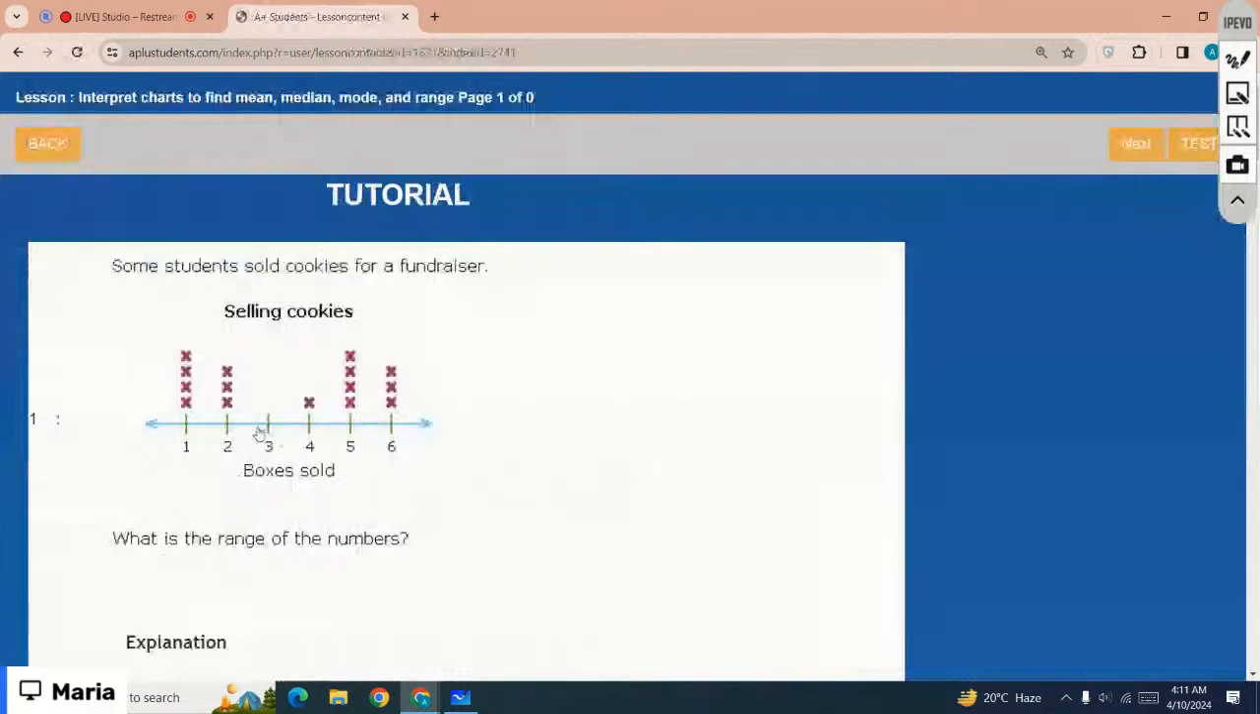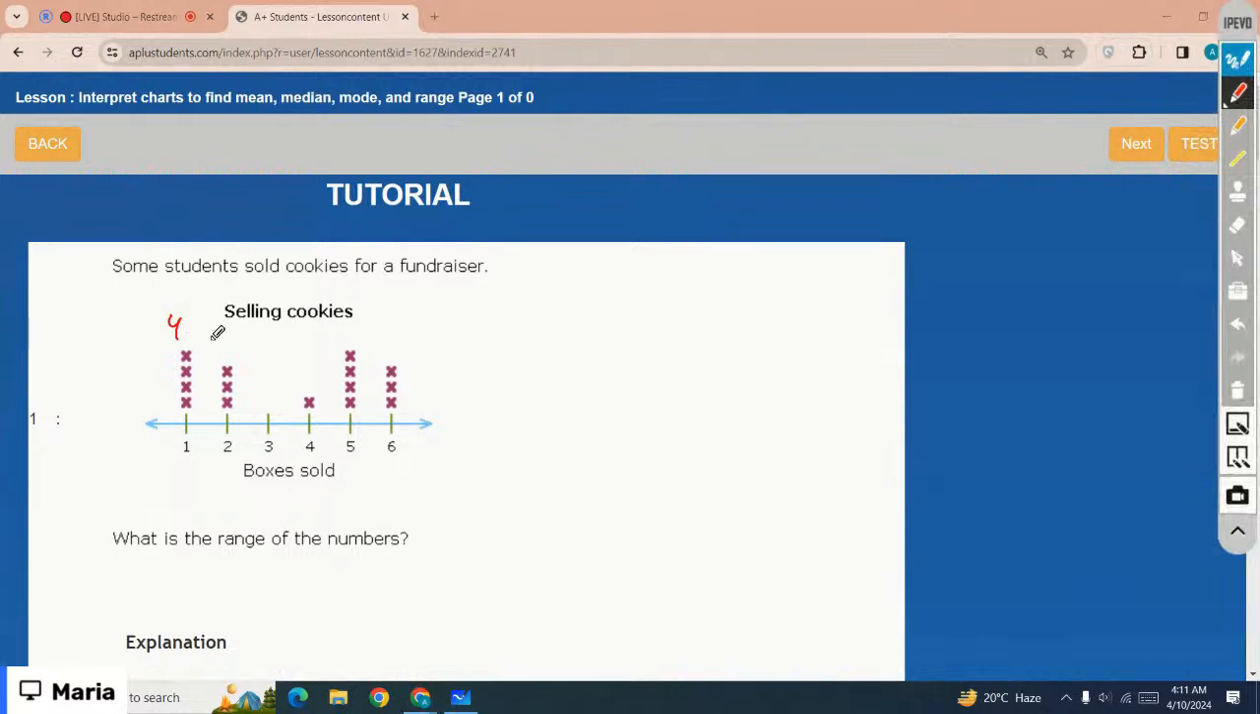Some students sold cookies for a fundraiser. What is the range of the numbers? You have to find the range of the numbers. Okay, so how do we find the range of the numbers? Let's see what numbers they are. 4, 3, 1, 4, 3. You need to calculate the range of the numbers.